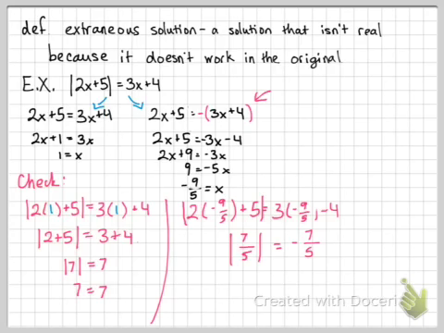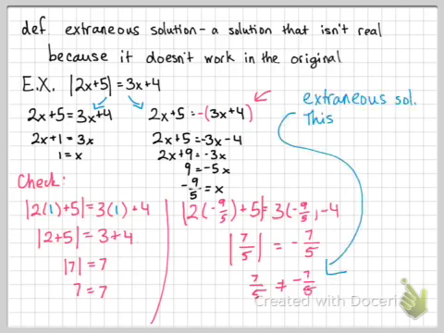When can an absolute value be negative? A distance that's negative. If you said it can't, you're right. So the absolute value of 7 divided by 5 is never equal to negative 7 divided by 5. This is what we call an extraneous solution, and this problem only has one solution altogether.